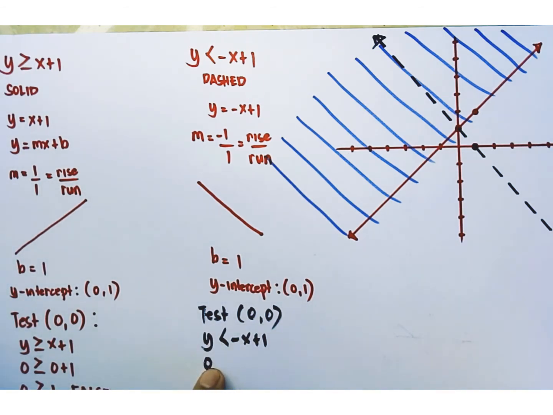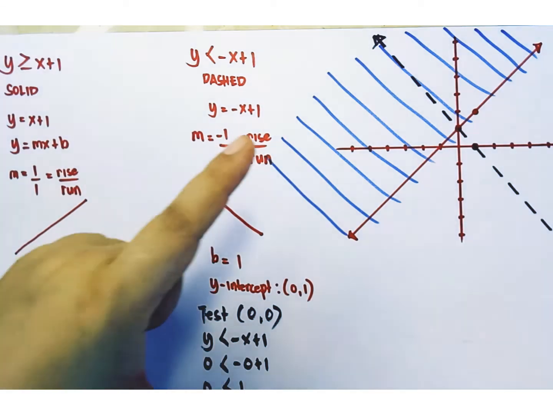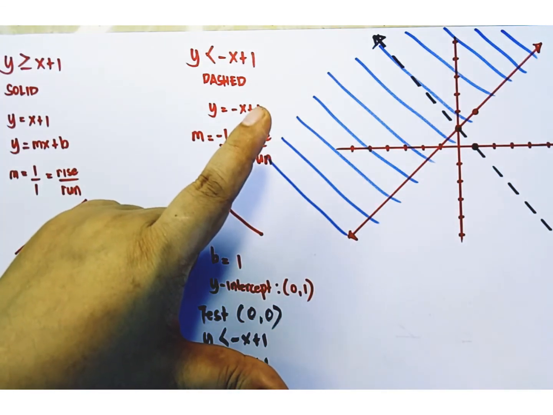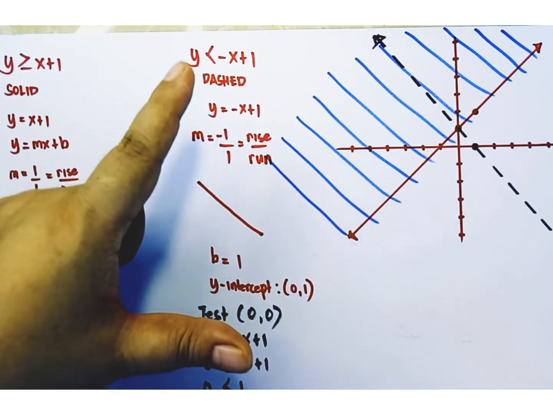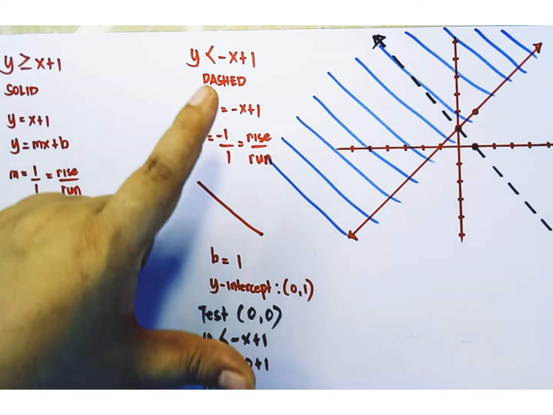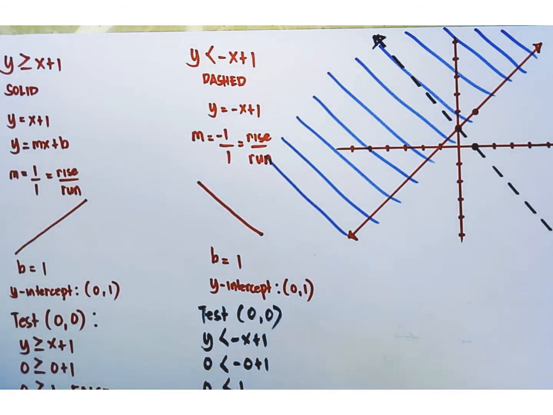The left side becomes 0. The right side becomes negative 0 plus 1. Simplify the right side of the inequality. It's 1. Compare the two numbers. 1 is larger than 0. Look at the open side of the inequality sign. The open side of the inequality sign should always face the larger number, and 1 is larger than 0, so this is a true statement.